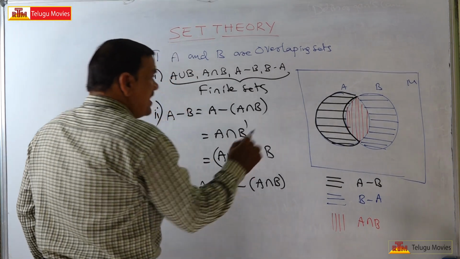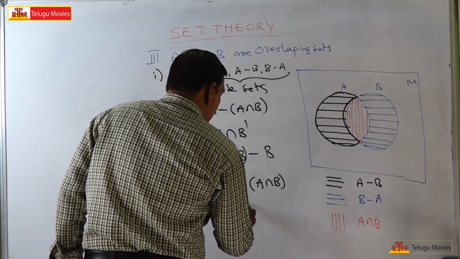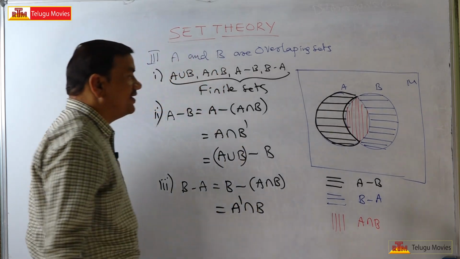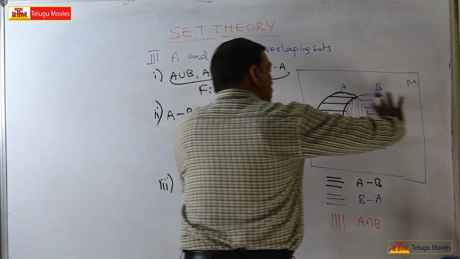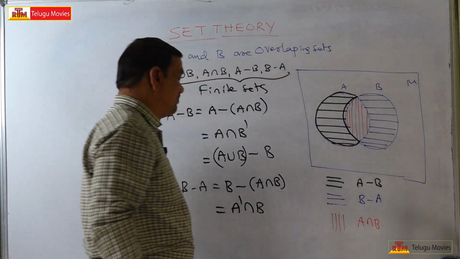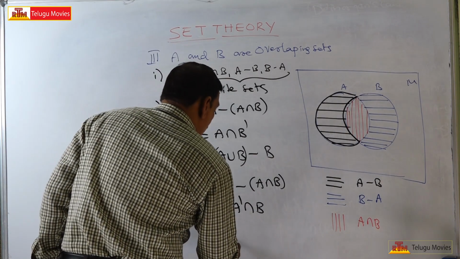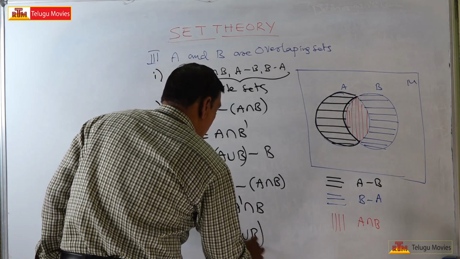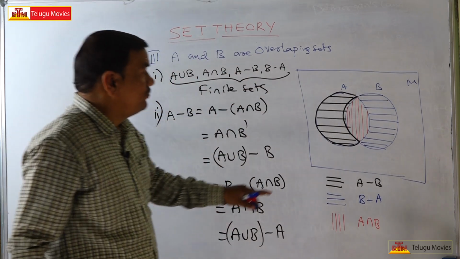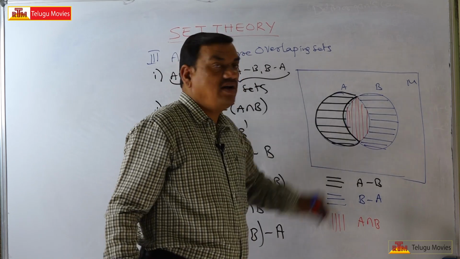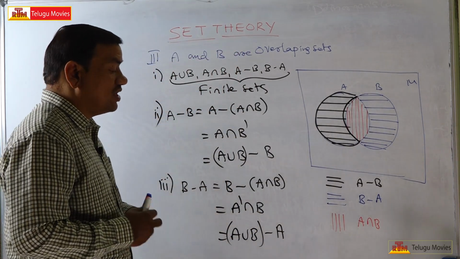B minus A is the same as A complement intersection B. A complement intersection B means outside of A and B, their intersection part. And moreover, A union B minus A: total A union B, if you subtract the A part, then you will get the B minus A part. Okay, so these are the things, and some more things are there.